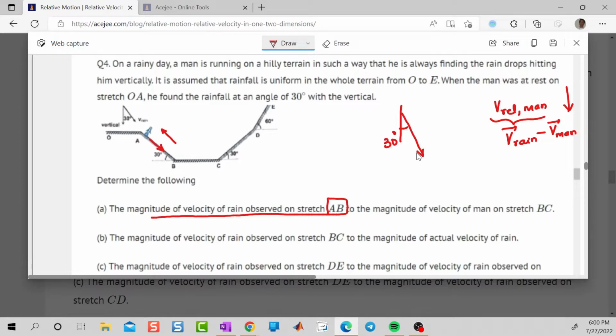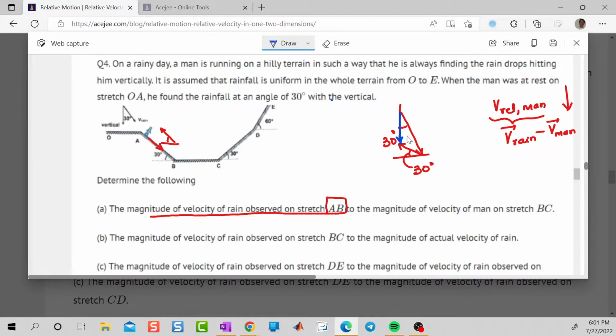And what is the angle it's making, the V man with the horizontal? 30 degrees, of course. So V man is going to be making 30 degrees here. Which means that the relative velocity of raindrops with respect to man is vertically downwards. Correct?